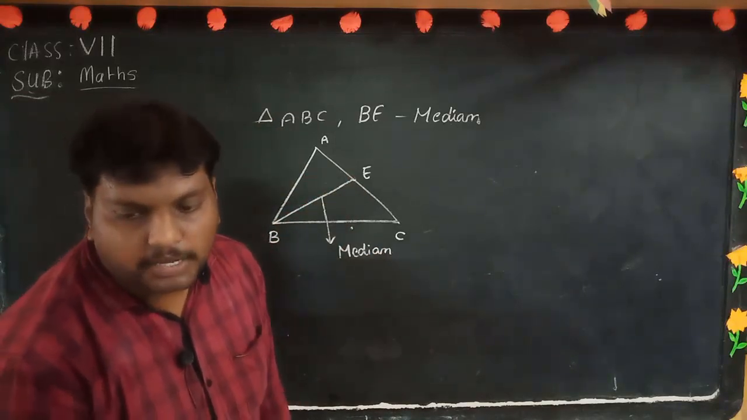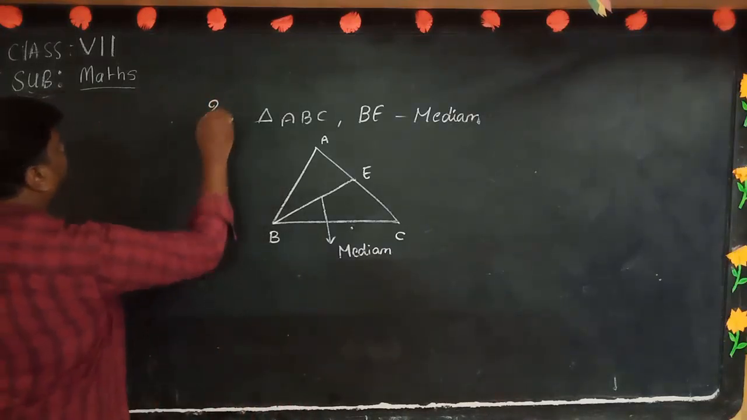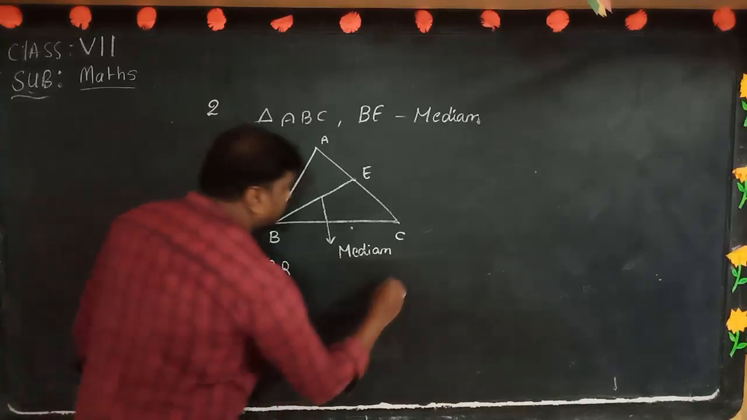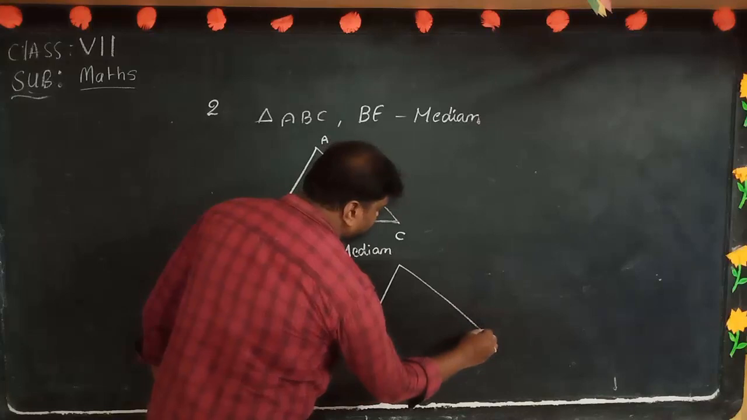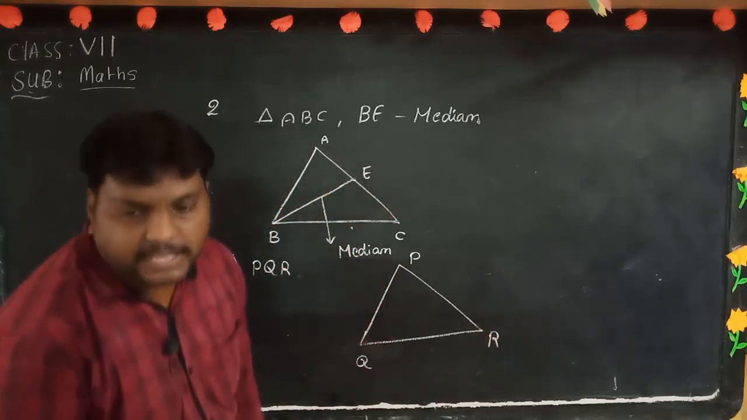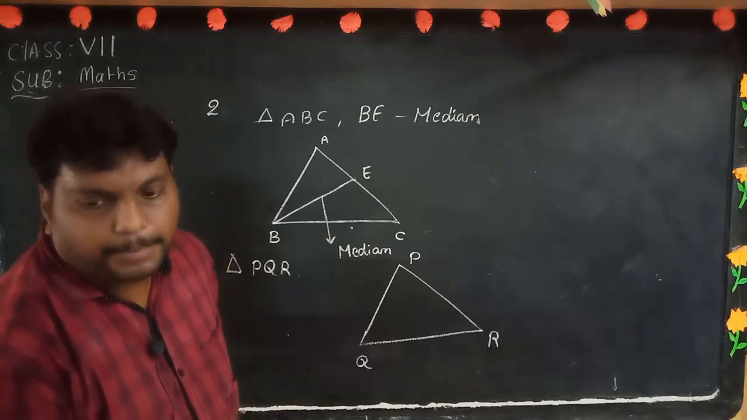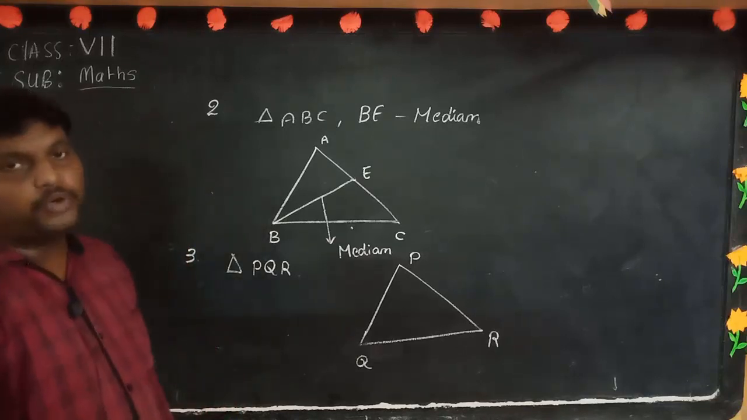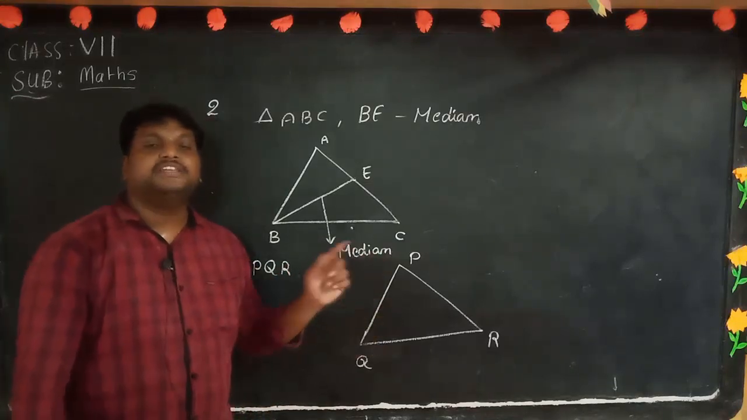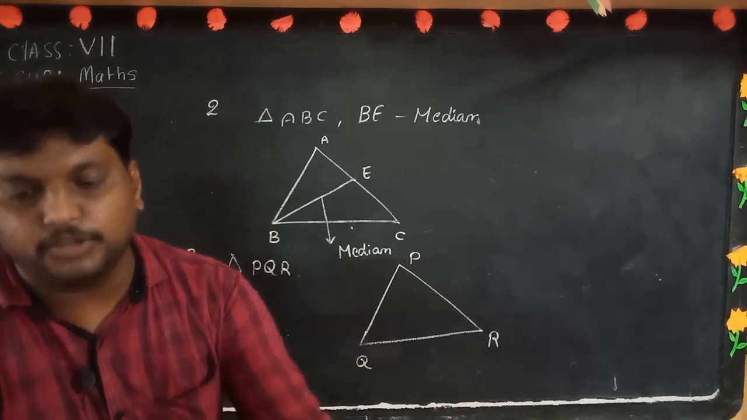Next, what is that? Triangle PQR, PQ and PR are altitudes of the triangle. First draw one triangle. Now the third one we'll check. Triangle PQR. What is it asking there? PQ and PR are the altitudes of the triangle. Means one side is the altitude. In which triangle is this possible? It is possible only in a right angle triangle.